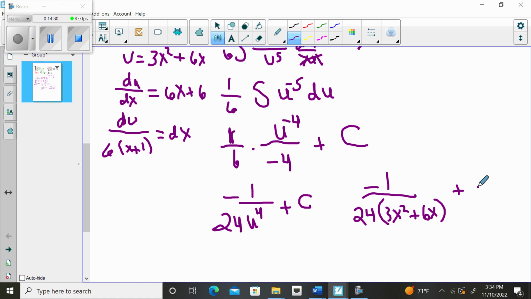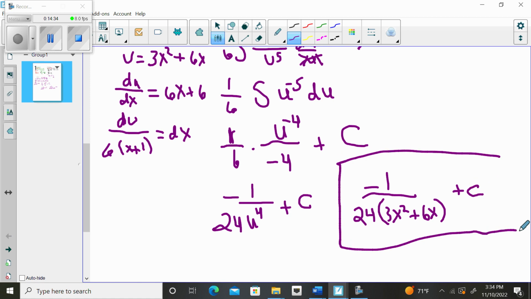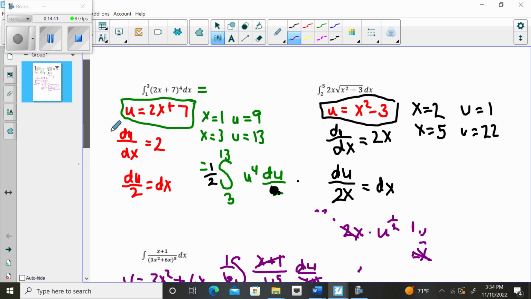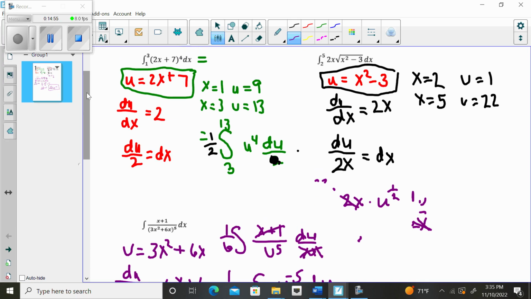Okay, definite integrals like the other two, you get answers that are numbers. Okay, and the number that you get is the area under the curve, right? That would be the area under this curve, 2x plus 7 to the 4th, between the x values of 1 and 3. Okay, and the answer you got there was the area under the curve. So again, I hope this was helpful. Thanks.